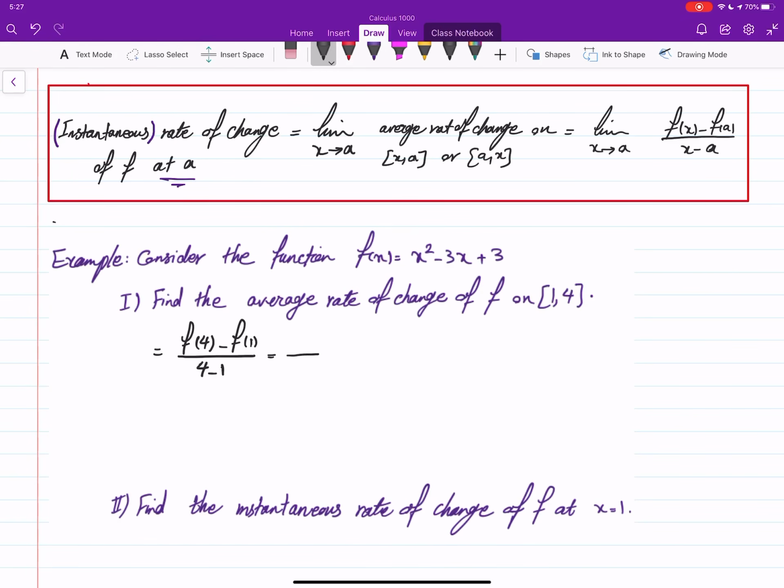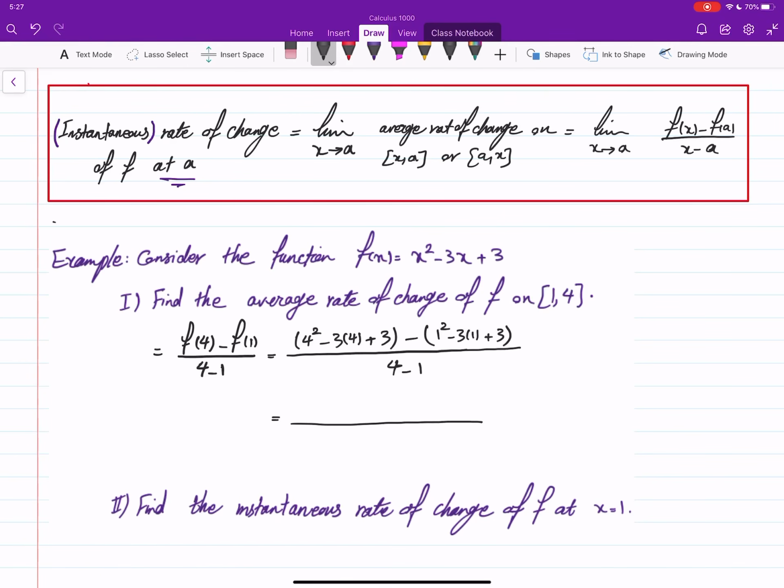So here we need to compute what is f(4). Well, 4 squared minus 3 times 4 plus 3, minus, what is f(1)? 1 squared minus 3 times 1 plus 3, over 4 minus 1. Okay, very nice. Here, this is 16 minus 12.